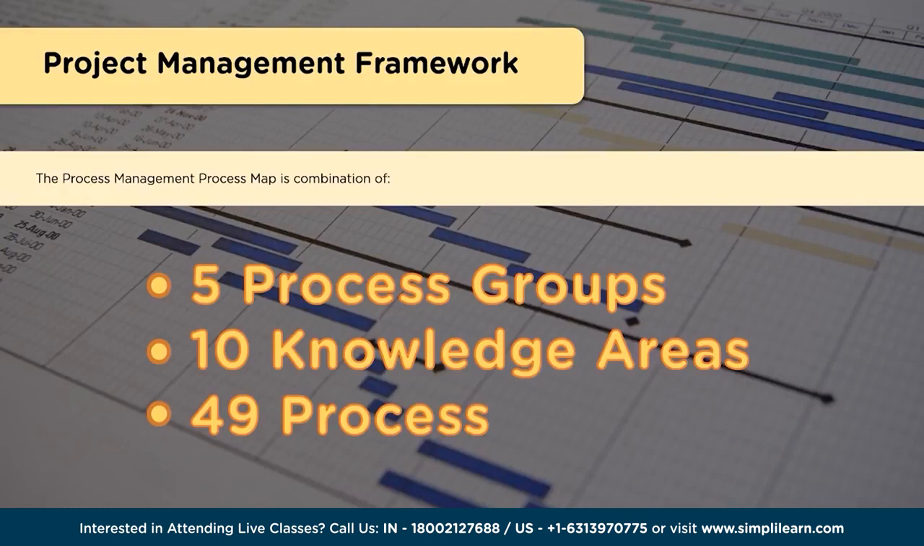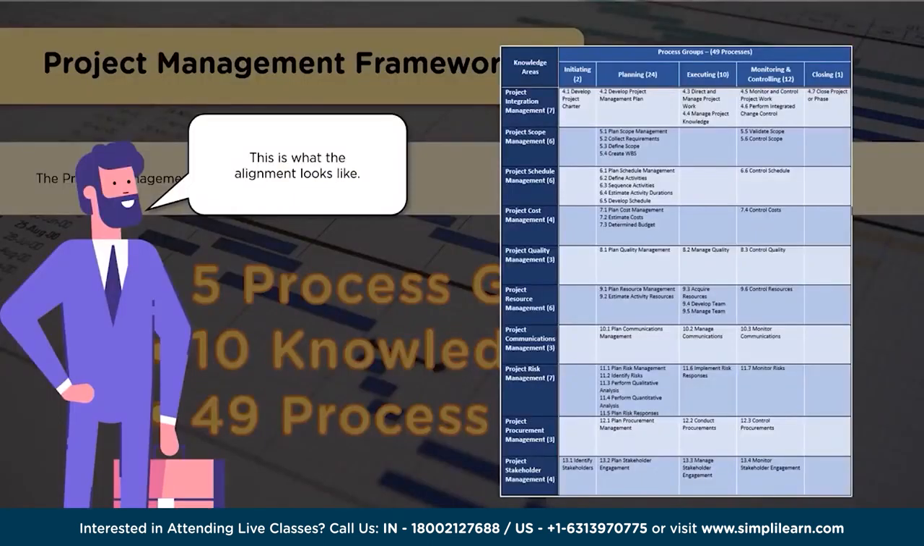Whereas 10 knowledge areas are the ones which need to be looked up to, demonstrated up to, and considered while doing project management. And the 49 processes distributed across 5 process groups and 10 knowledge areas have the activities, the objectives, the inputs, outputs, tools and techniques clearly defined so that those can be applied while doing project management. So those are aligned the way it is shown in the table.